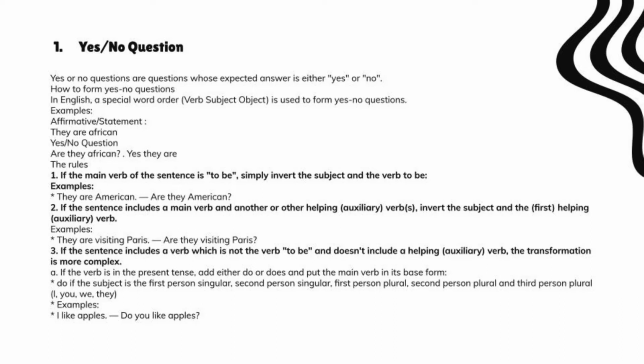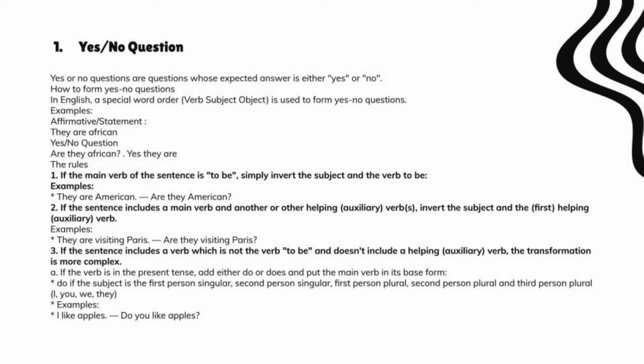So there are basically three rules. Rule number one: if the main verb of the sentence is to be, simply invert the subject and the verb to be. For example, they are American. Are they American?